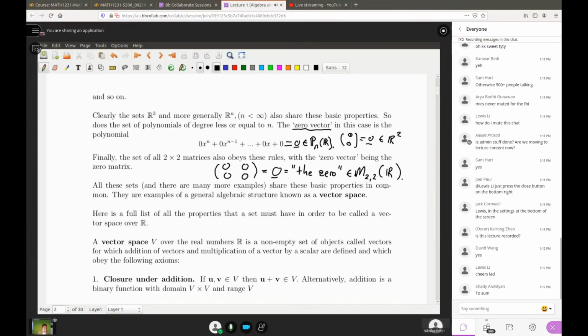All these sets, all these things that you've encountered so far, share the same basic properties of addition and scalar multiplication. And these are examples of what we will come to know more generally as a vector space. So far, so good?